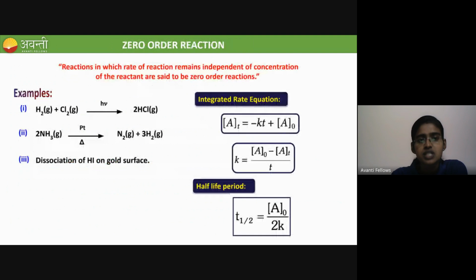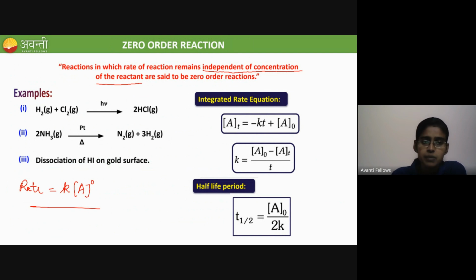Now coming to zero order, reactions in which the rate of reaction remains independent of the reactant concentration are said to be zero order reactions. Okay, if the rate of the reaction is independent of the concentration of the reactant, then they are called zero order reactions. If I want to write the rate equation for this, rate will be equal to k into, let me take A as the reactant, A to the power 0. Okay, this is the rate equation for a zero order reaction.